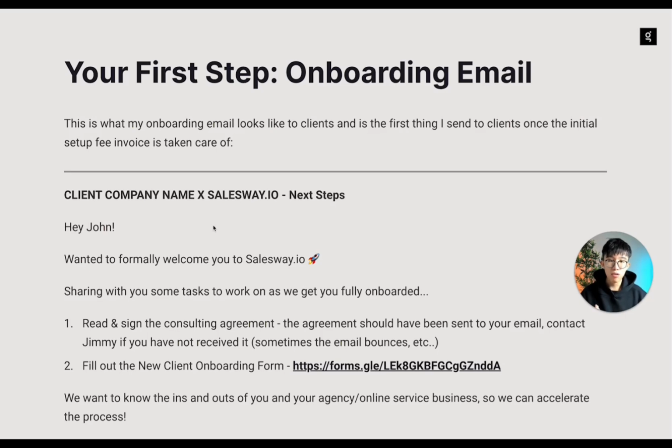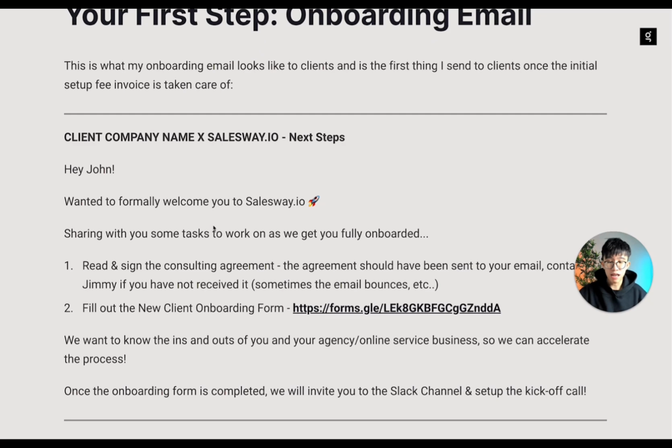So this is my own client onboarding email, and it's very straight, direct to the point, very zero fluff. It's basically just telling them, here are the 2 action steps. Make sure you sign the agreement. And once that is done, make sure you fill in the onboarding form with as much detail as you possibly can so we can understand your business. So this is the onboarding email, and your goal should be to send this right away. The second that invoice hits, you should be sending this over to your clients. So that's what this process looks like.